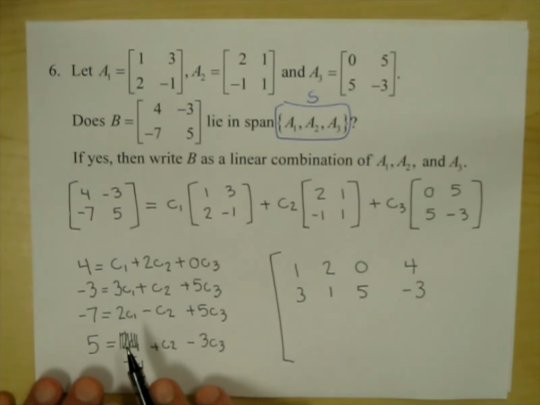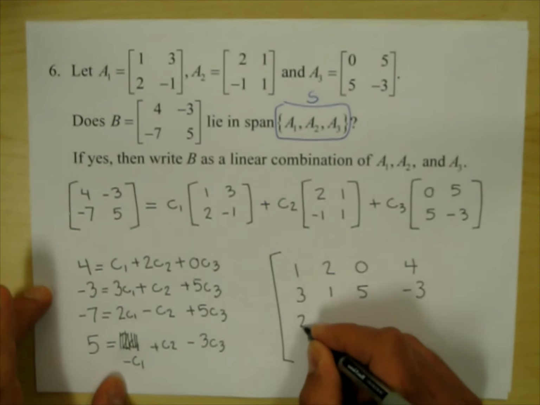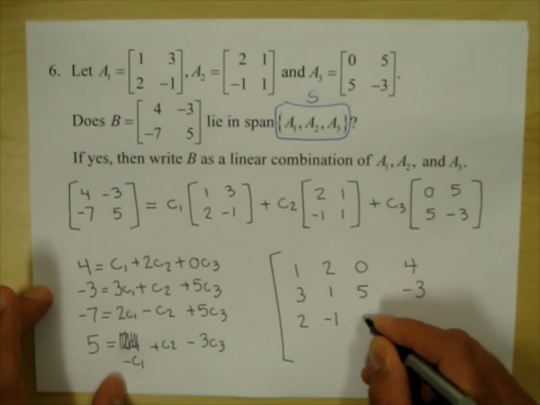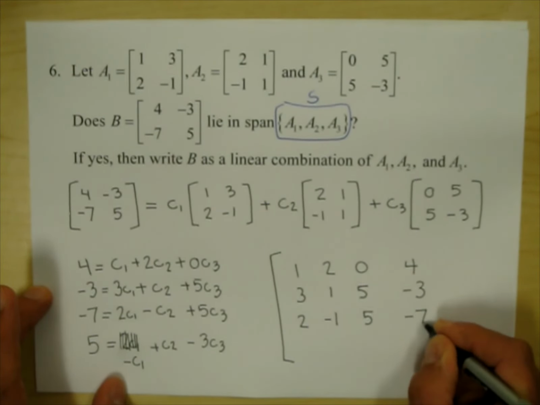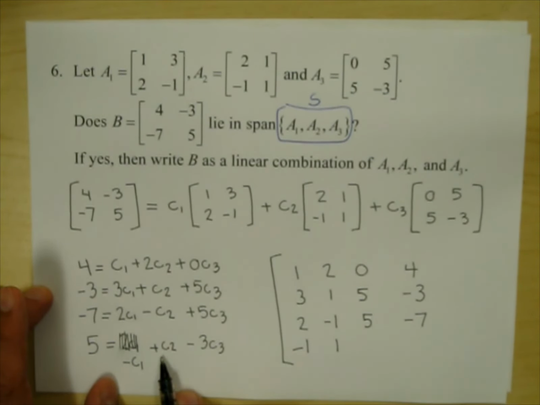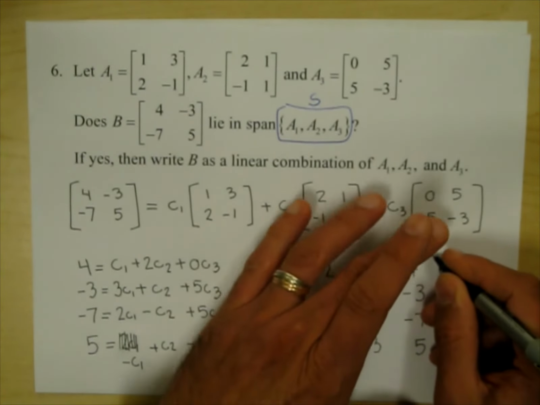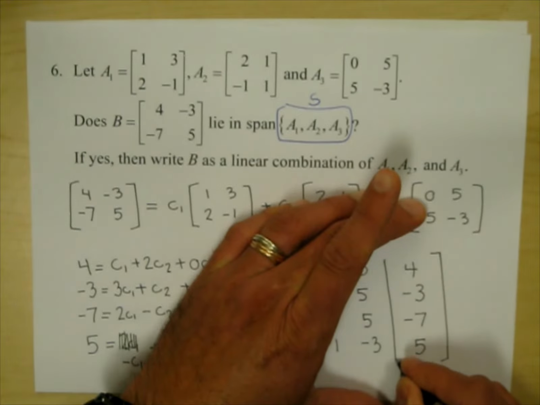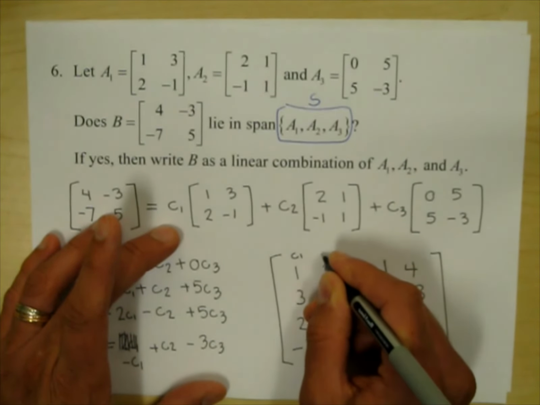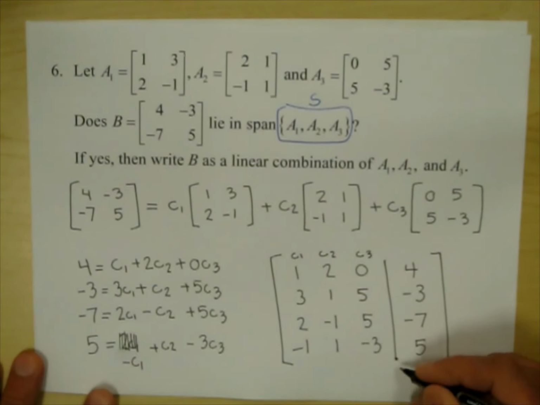And then the next one is going to be 2, -1, 5, -7, and then the last one's going to be -1, 1, there's a 1 there, -3, and 5. There's the equal sign. This represents C1, this represents C2, this represents C3. Okay, we're going to stop right here before we continue.